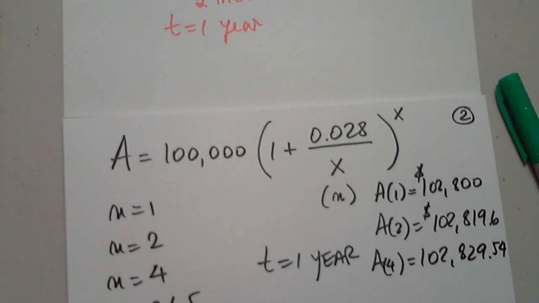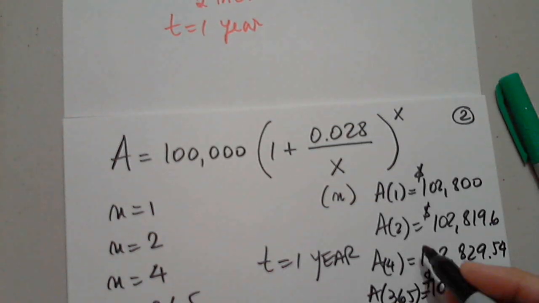Then the next one. So this is A of 365. So this is 102,839.46. It's 45, but the next one is 8. And the last one, A of 8,760. What will that be?